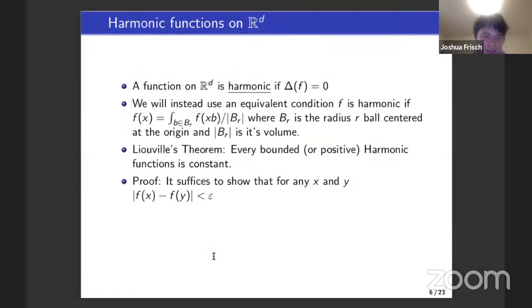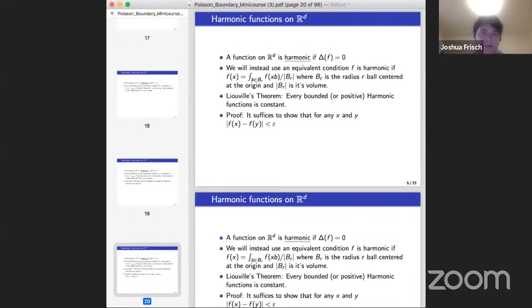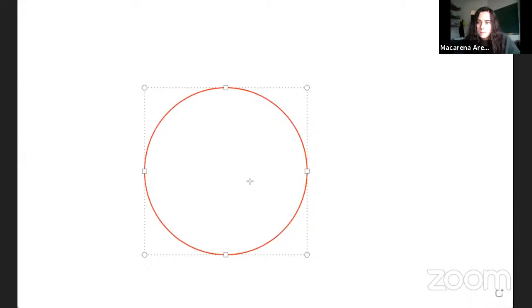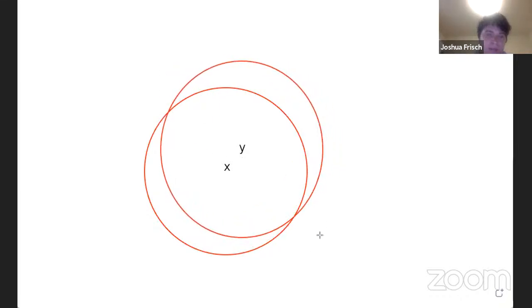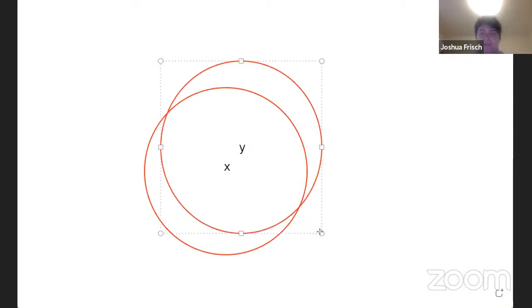All right, let me see if I can find. I'm going to just draw this on the whiteboard very quickly. Can people see the whiteboard? All right. So our harmonic function is the average of our harmonic function over this ball. But if instead we look at another ball placed nearby, I'm sorry, these circles are supposed to be the same size, but I am bad at drawing. The value at x is going to be the average of the circle around x, and the value at y is going to be the average of the circle around y.